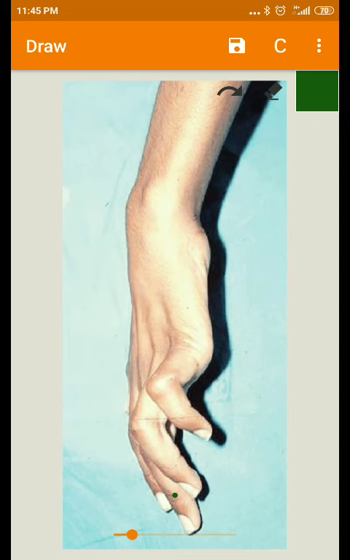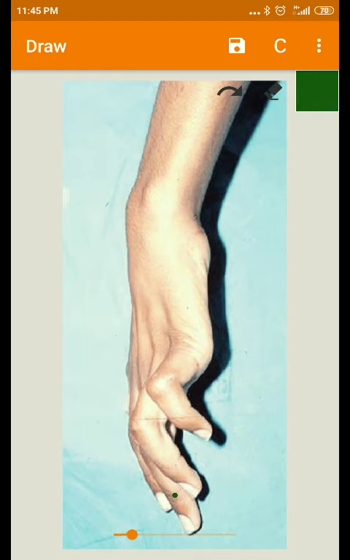Yes, we'll see the applied anatomy of the ulnar nerve. The ulnar nerve is often called the musician's nerve because it controls fine movements of the fingers through its extensive motor distribution to the short muscles of the hand. So the small muscles are supplied by this ulnar nerve.